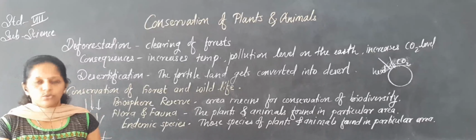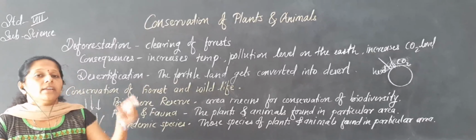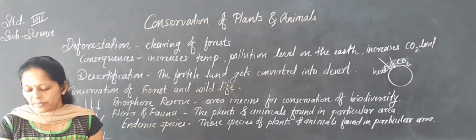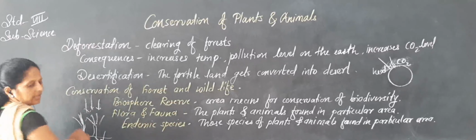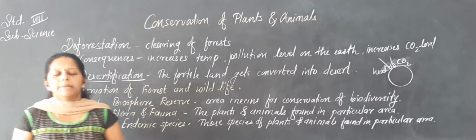So the fertile landscape slowly converts into a desert, and that is called desertification.